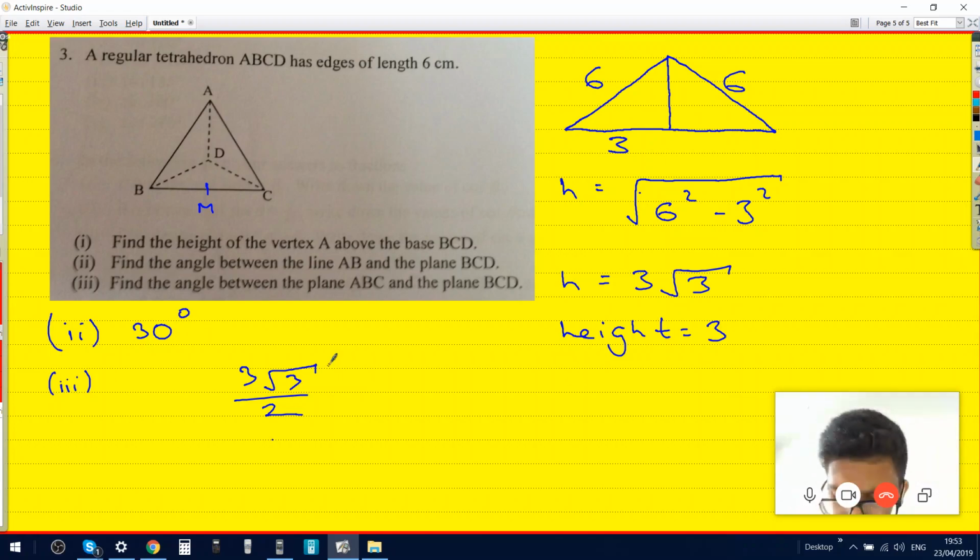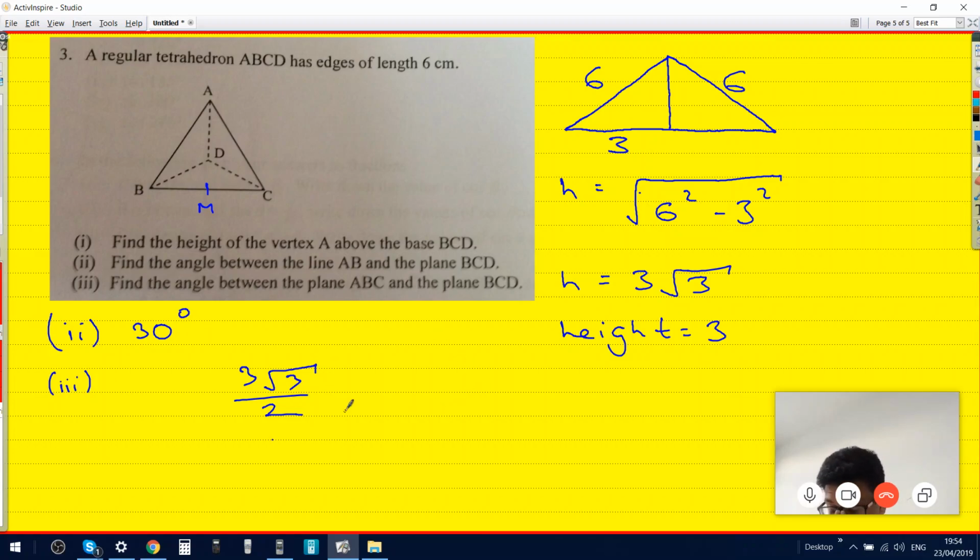I don't think I need to label it as such, but the angle you want. So you've got the adjacent and the opposite. So you use tan. Tan x equals opposite over the adjacent. So tan x equals 3 over 3√3 over 2. So 3 divided by 3√3 over 2. That's the same as saying tan x equals 3 times 2 over 3√3.